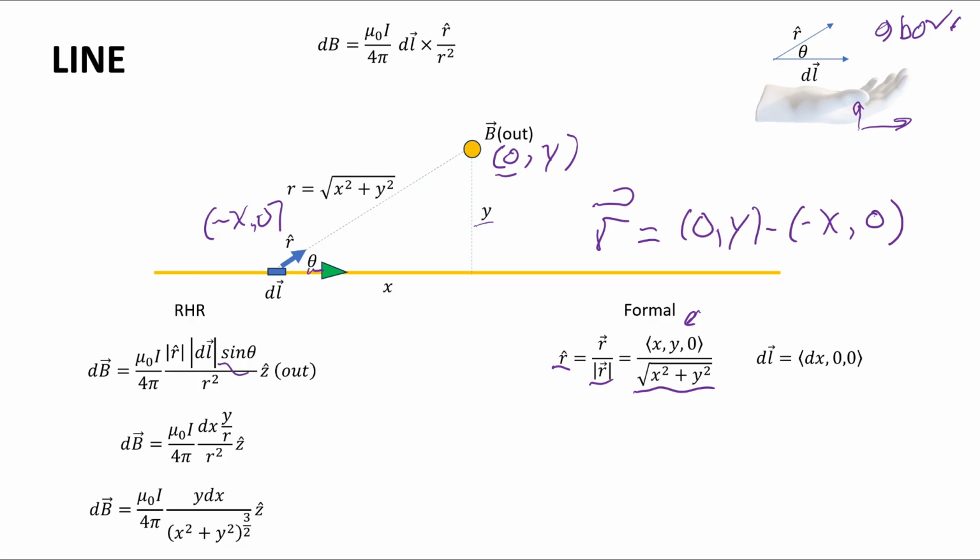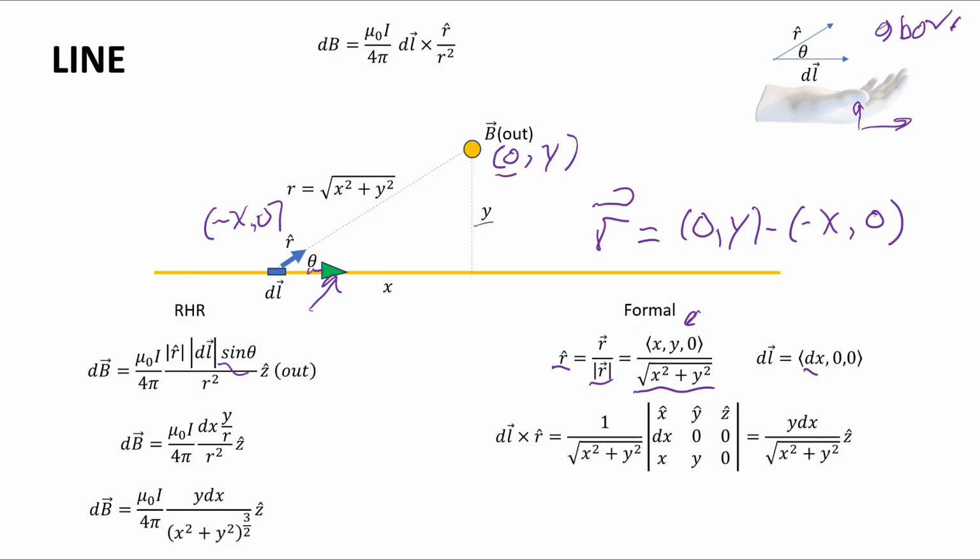dl vector points, as we said, in the direction of the current, which is along the x direction, and it just has magnitude dx. It's a little tiny piece of the wire. I can do a formal cross product by setting up my 3x3 matrix and taking a determinant. Okay, so always remember dl has to go first, r hat goes second, and this guy can just get parked right out front. If I do that, I end up with this.